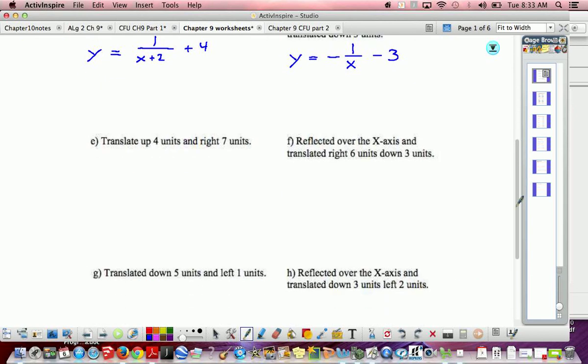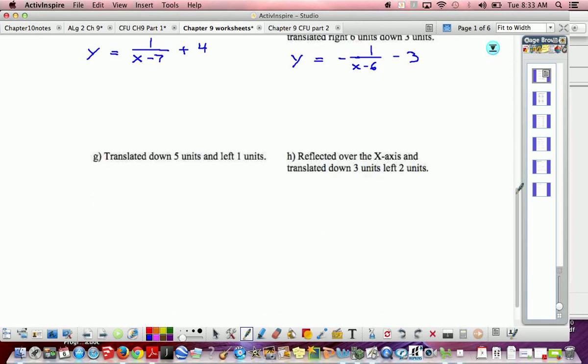E says up 4 units and right 7 units. So this one doesn't have a negative, but to the right 7 units will go x minus 7 and up 4, plus 4. F says reflected over the x-axis, so we'll start with a negative. Translated right 6 units, so that's going to be x minus 6. And then down 3 units, subtract 3 at the end.